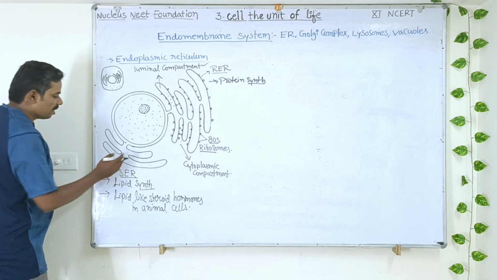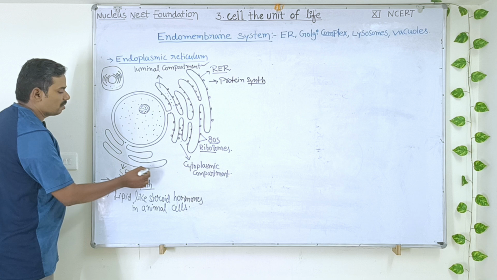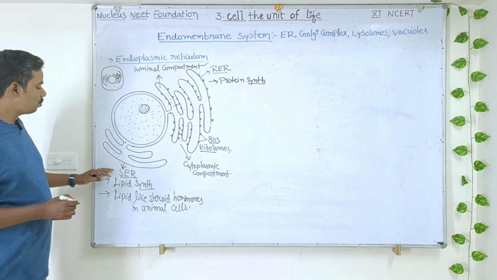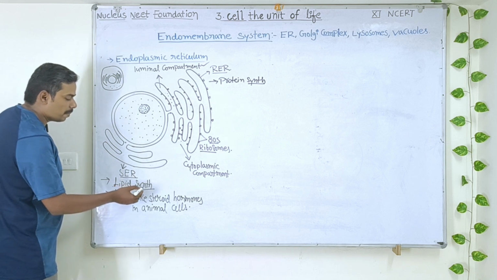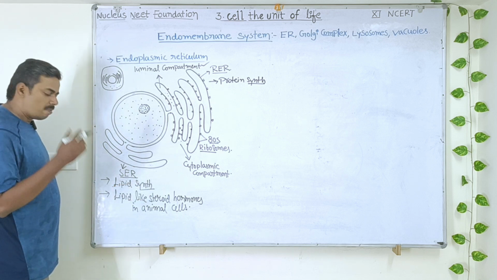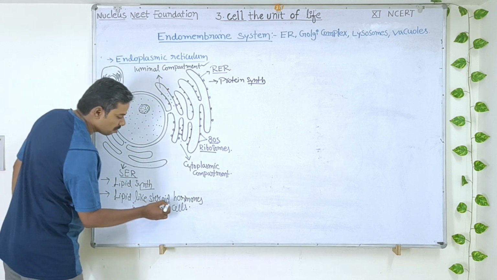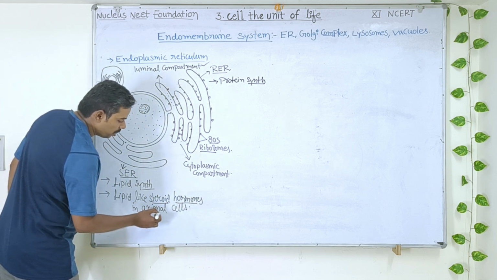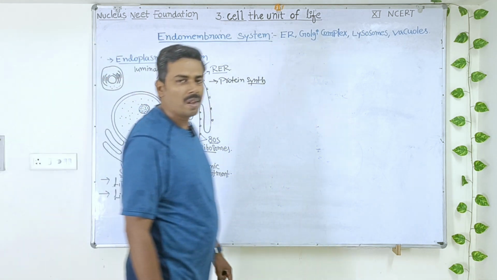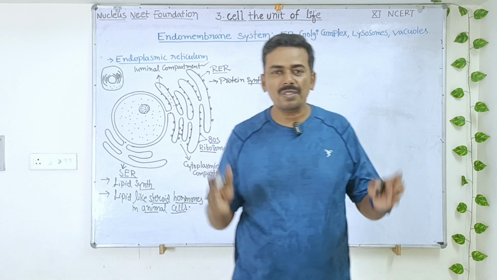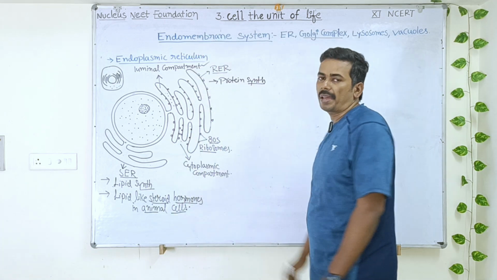Next, what is SER? What is smooth endoplasmic reticulum? The ER which does not have any ribosomes attached to it is called smooth endoplasmic reticulum. And what are the functions? It is involved in lipid synthesis. And in animal cells, the SER is also involved in synthesis of lipid-like steroid hormones, only in animal cells. So this is about endoplasmic reticulum.